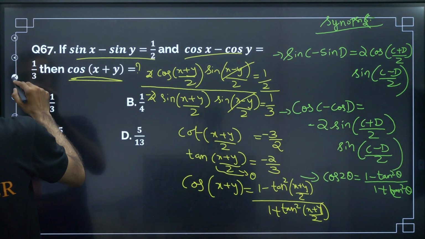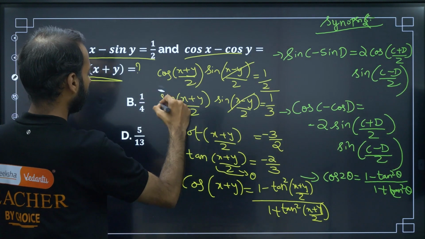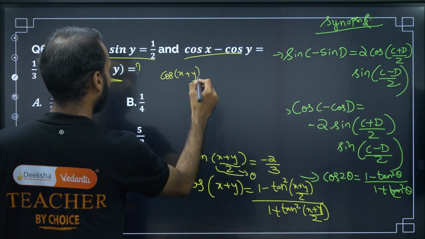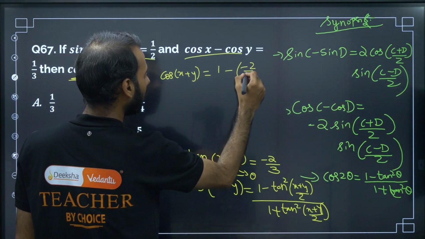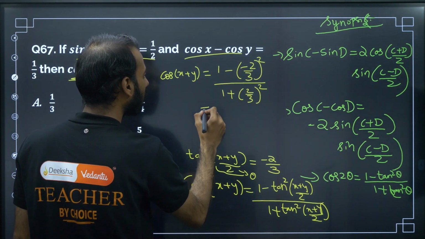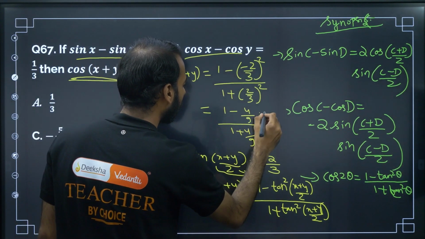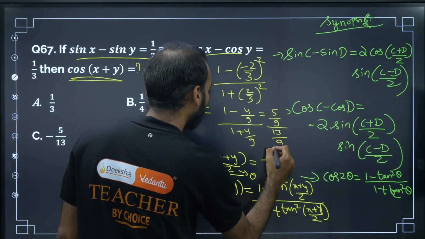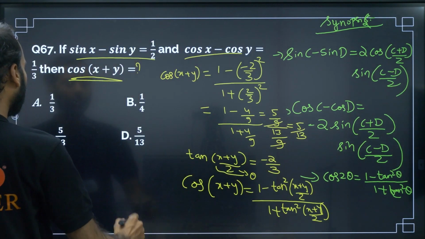Moving to the next step, let me erase these things. If you want to make a note of this, you can make a note of it. So cos of x plus y is equal to 1 minus tan square, negative 2 by 3, that value we already got, divided by 1 plus 2 by 3 square. So this is 1 minus 4 by 9 by 1 plus 4 by 9. 9 minus 4 is 5 by 9, 9 plus 4 is 13 by 9. This and this cancel, so we are left with 5 by 13. So the option with 5 by 13, D, is the answer.